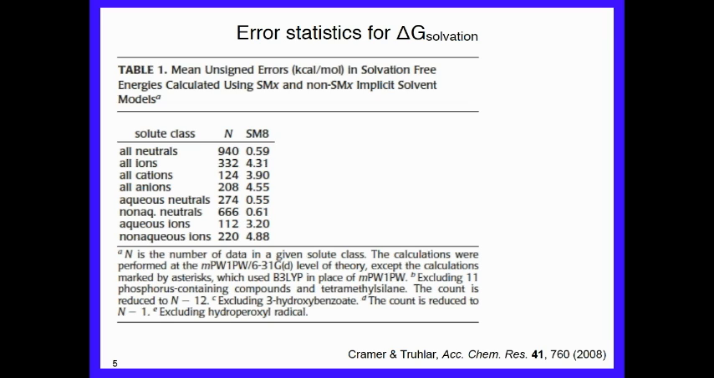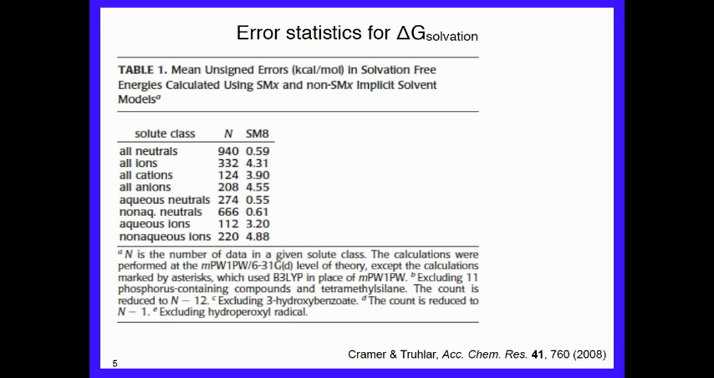Truhlar's group has assembled a large database of experimental solvation energies, and you can see the N's are listed here, so 940 neutral solute molecules and growing. And then you see listed the mean errors in delta G of solvation relative to experiment. For neutral solutes, the errors are actually quite good, less than a kcal per mole. And one can argue that the experimental errors are probably not significantly smaller than fractions of a kcal per mole.